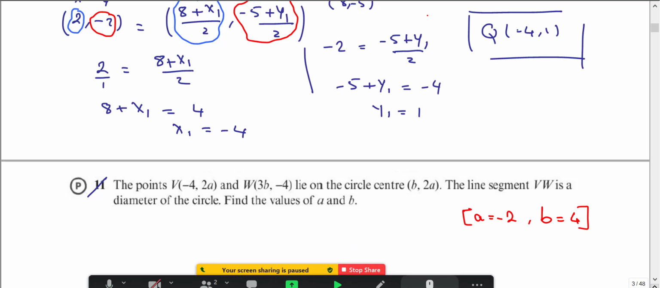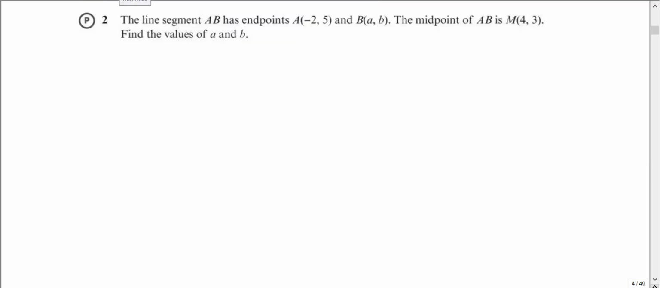Just 1 second. Adam, can you see this question? Yeah. Can you do it? Come on, quickly.